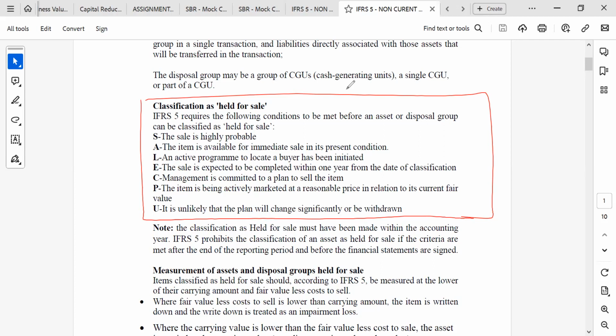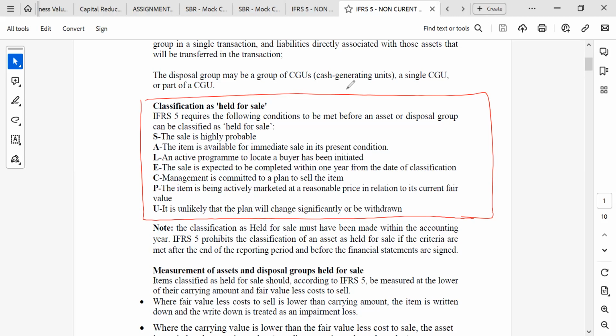All right. So an active program to locate a buyer has been initiated. So we started talking to agents to get a buyer for us, or we started advertising in the national newspaper that we want to sell this particular asset. So we started a program to show that we are looking for a buyer for the asset. That will also show that we really want to sell the assets.